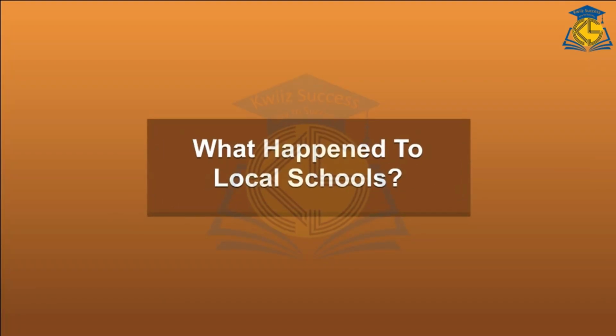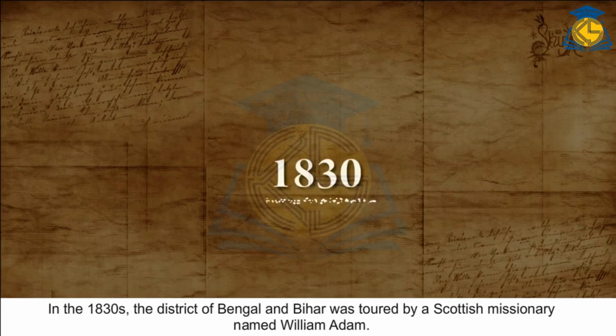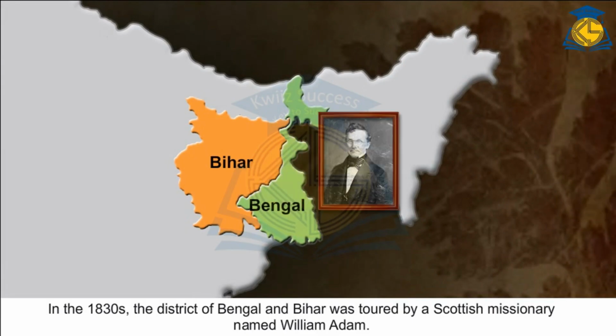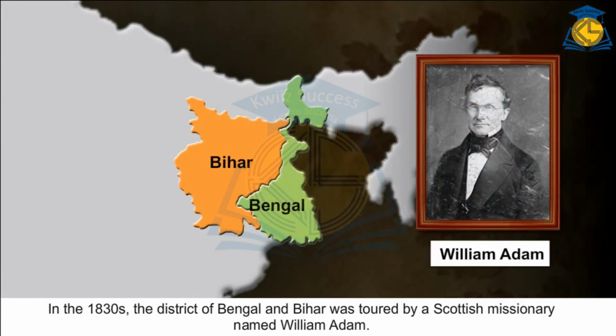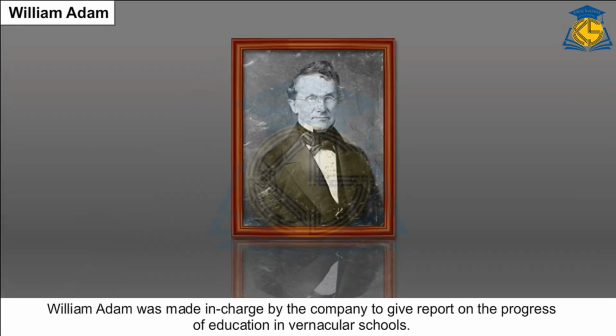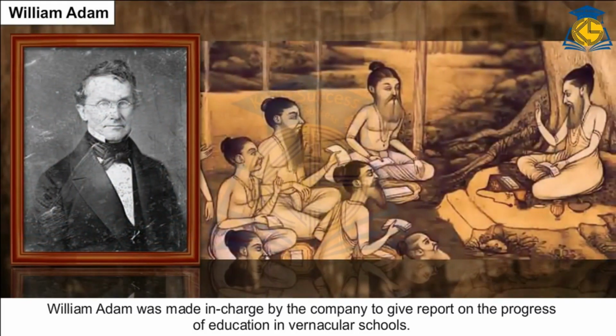What happened to local schools? In the 1830s, the districts of Bengal and Bihar were toured by a Scottish missionary named William Adam. William Adam was put in charge by the company to give a report on the progress of education in vernacular schools.